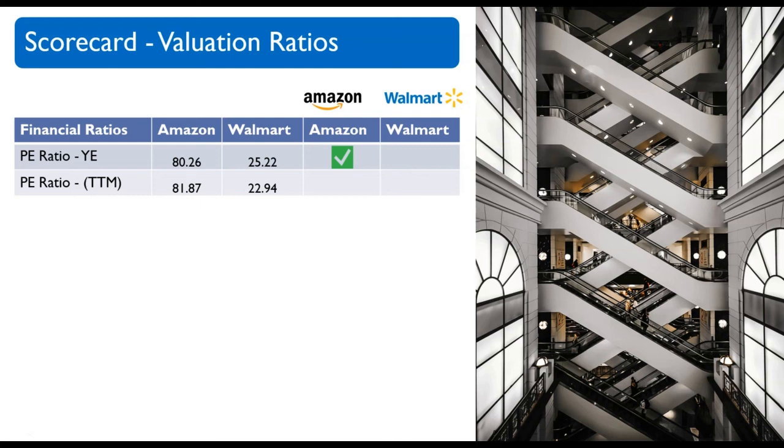And using the trailing 12 months, or the trailing PE, we notice that Amazon had a trailing PE ratio of around 81.87, whereas Walmart had a trailing PE ratio of around 22.94 as at their fiscal year end. So again, Amazon would have a higher PE ratio and is more highly valued in the marketplace.